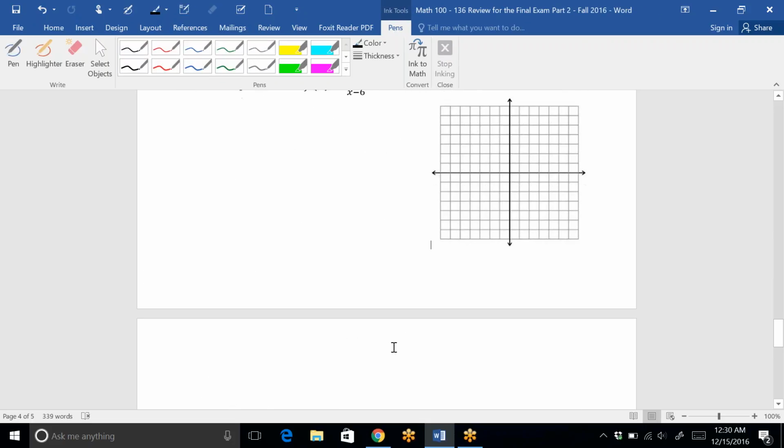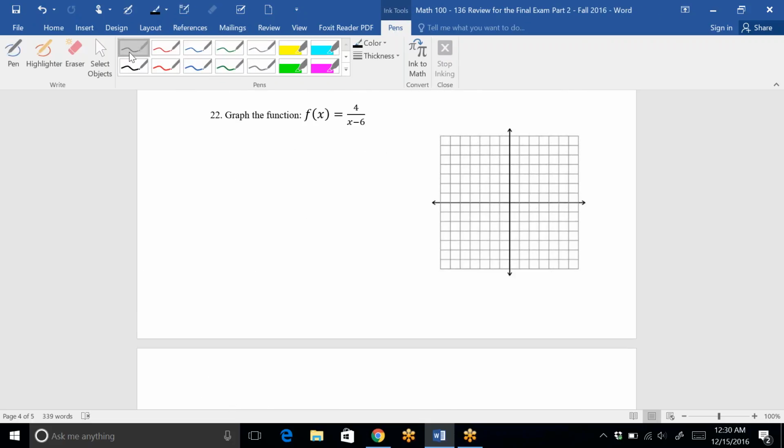Okay, number 22 is graphing a rational function. This is when we care about things like vertical asymptotes, x-intercepts, holes, horizontal asymptotes, or oblique, because we don't know which one yet, and then y-intercepts. To find the vertical asymptote, first of all, you have to make sure your polynomial is completely factored.